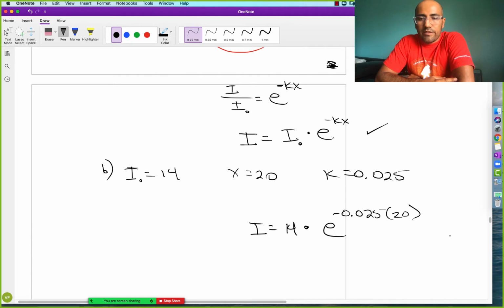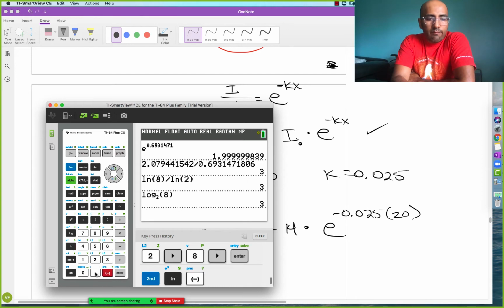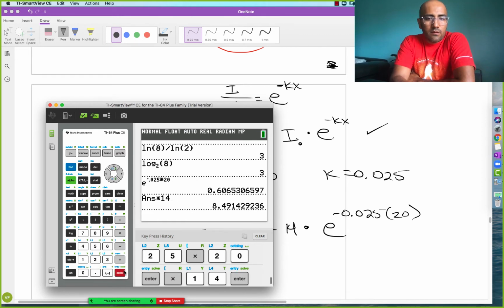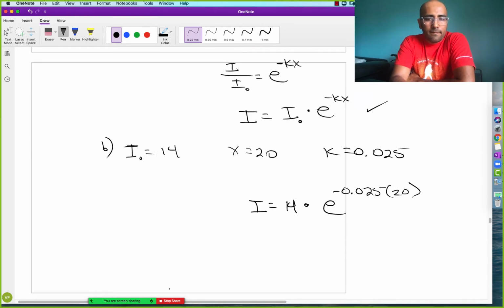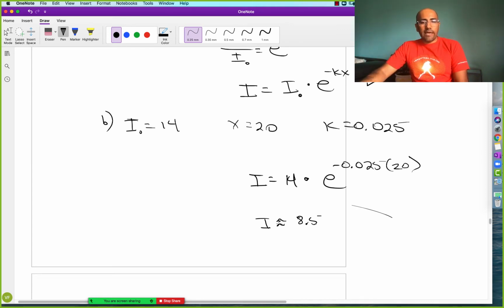Okay, so there's the thing we need to solve. We can just punch that into our calculator and get a decimal approximation. So e to the power of -0.025 times 20 equals that, and we multiply that by 14, and I'm getting approximately 8.5 lumens. Good. So light was 14 lumens at the surface, and 20 feet underneath the water, the light intensity is now only 8.5 lumens.